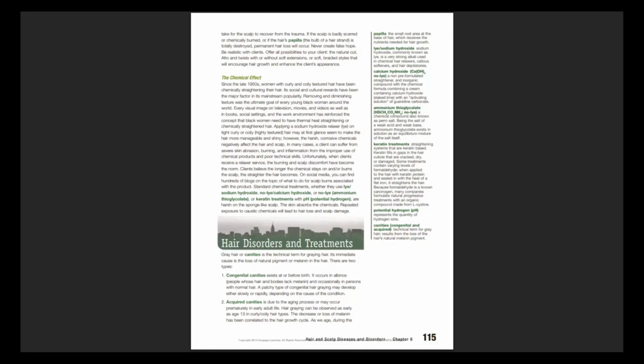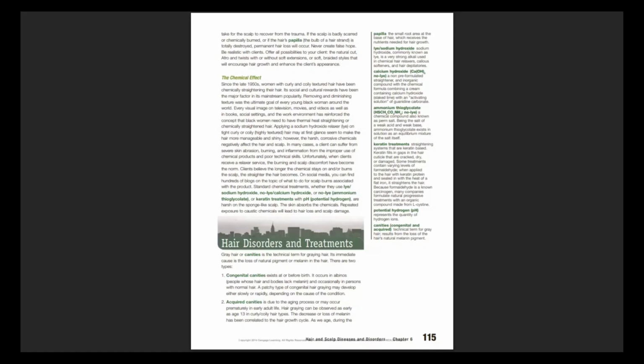It occurs in albinos, people whose hair and bodies lack melanin, and occasionally in persons with normal hair. A patchy type of congenital hair graying may develop either slowly or rapidly, depending on the cause of the condition. Acquired canities is due to the aging process or may occur prematurely in early adult life. Hair graying can be observed as early as age 13 in curly hair types.